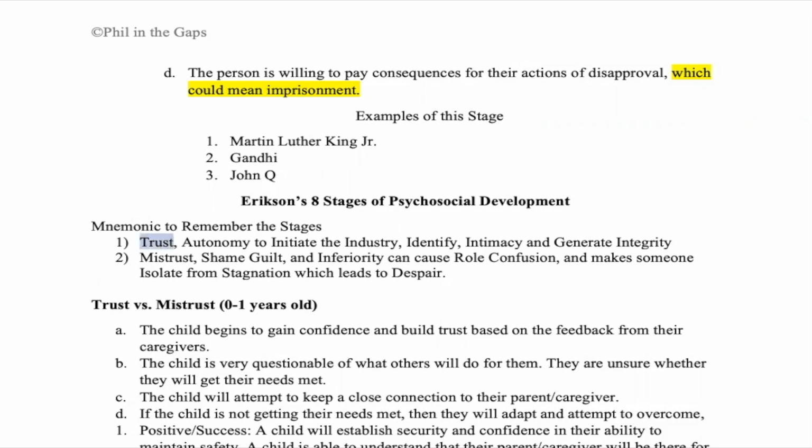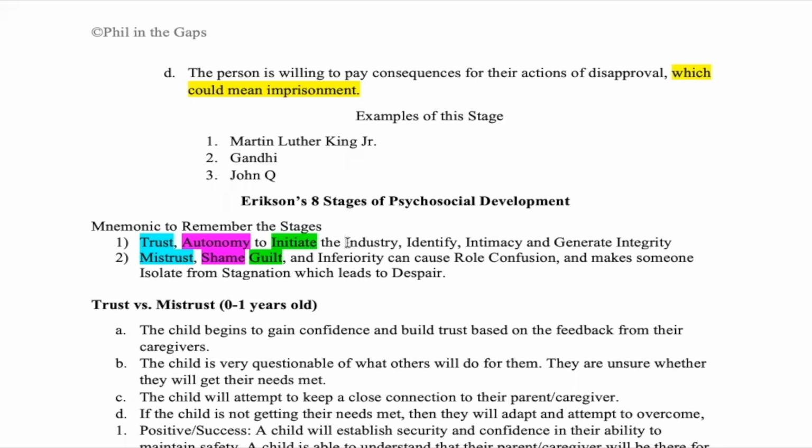So the first stage is trust versus mistrust. Second one, autonomy versus shame. So if somebody's able to trust another individual and they're able to have freedom, they are then going to move on to initiating things on their own. If somebody has mistrust, they have shame about who they are, and they're going to feel guilty asserting themselves within situations.